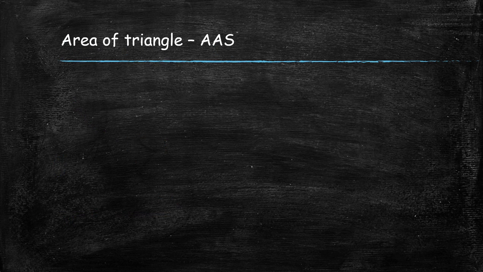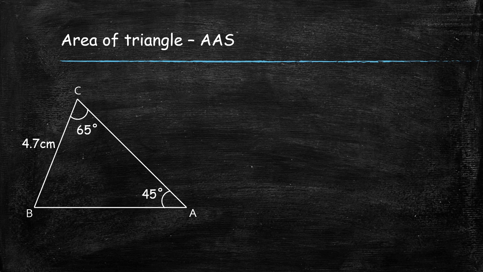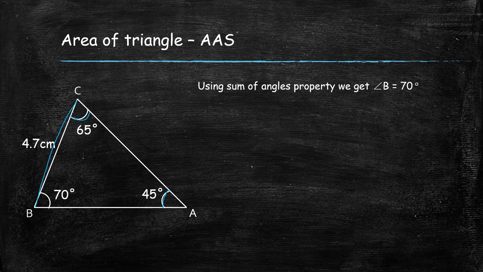Area of a triangle, AAS: two angles and a side are given. So we now have angle A, angle C, and side BC. Angle, angle, side, in the same order, AAS. First we use the angle sum property of a triangle, which is 180 degrees, and then we find the angle B as 70 degrees.